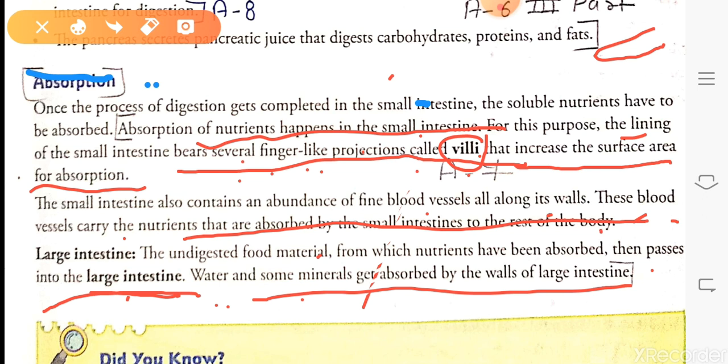Then what does the large intestine do? The undigested material is then sent to the large intestine. So the large intestine absorbs the water and the remaining nutrition through its wall.